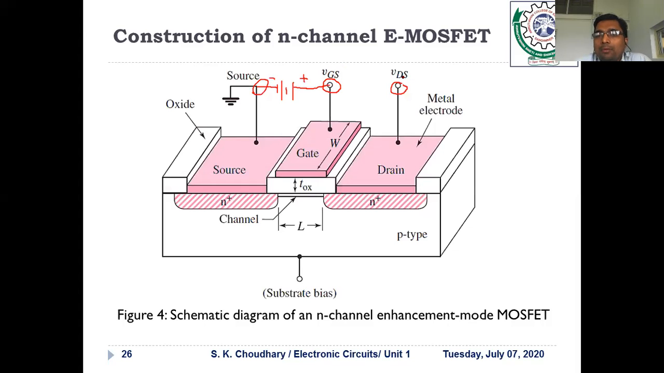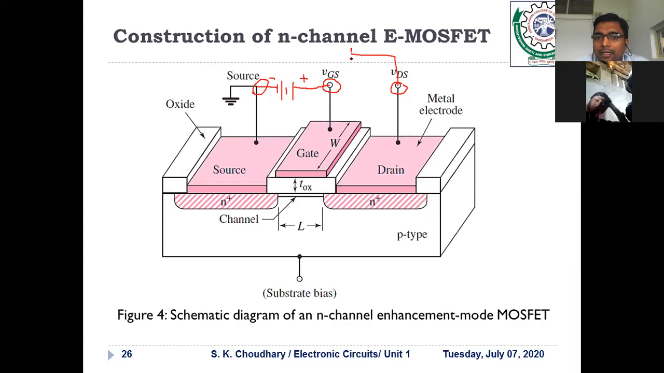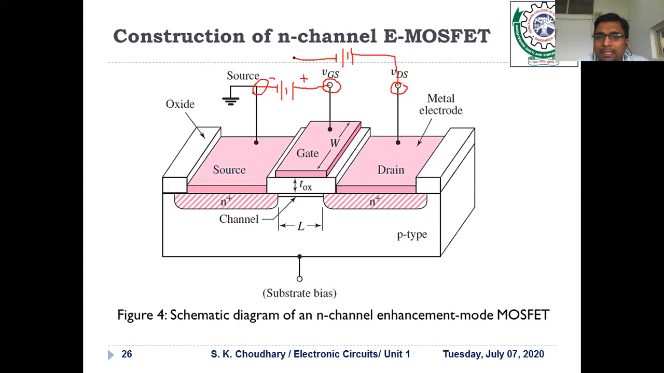Similarly, we have to apply another voltage, called VDS. The positive terminal would be connected to the drain, and the negative terminal is connected to the source, which is always connected to the ground. So it is called VDS. These two voltages will be applied for the flow of current across the MOSFET.